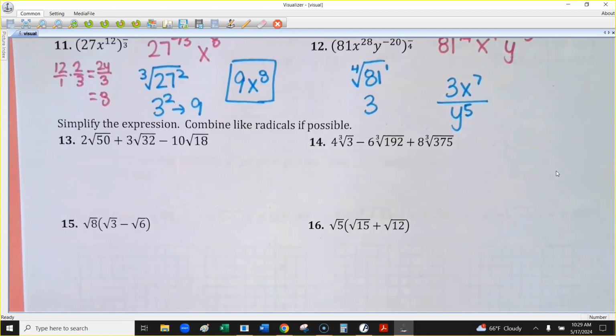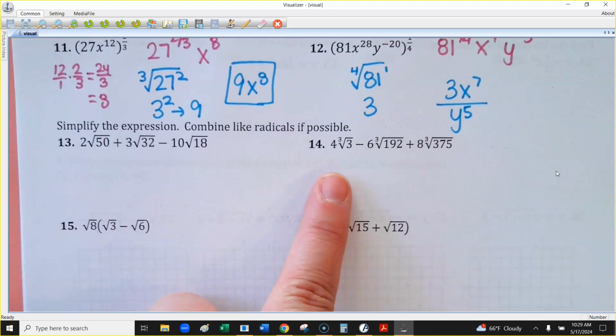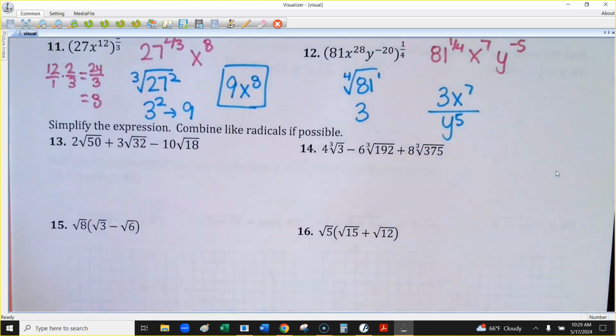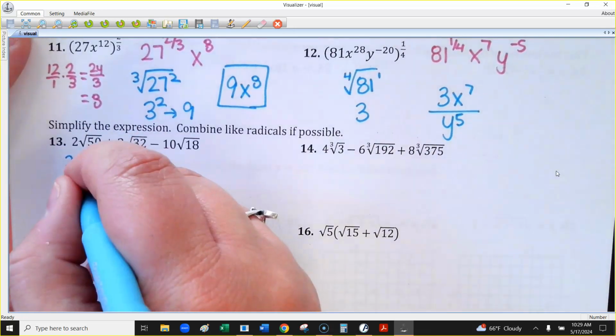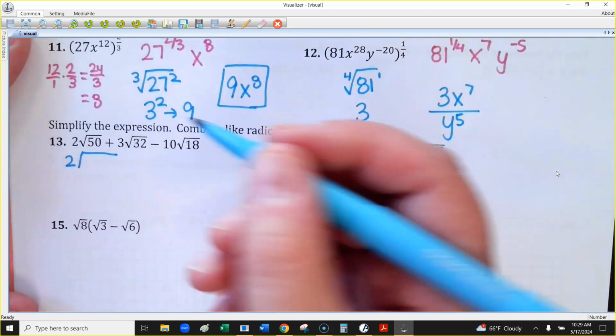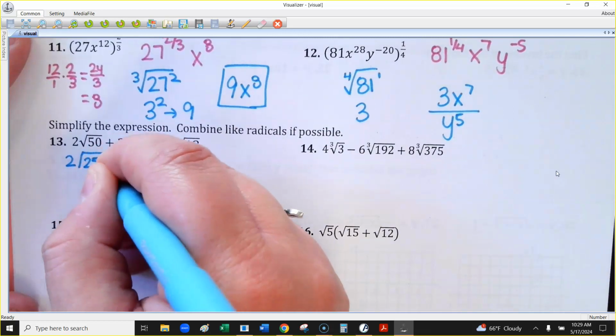Okay, now let's break down some radicals. So there's one question like this. There's a square root and there's a cube root here just to practice both. But totally up to you if you like to do a factor tree, or if it's me, I like to try and figure out the biggest perfect square. So like if I see 50, I just rewrite that real quick as 25 times 2.